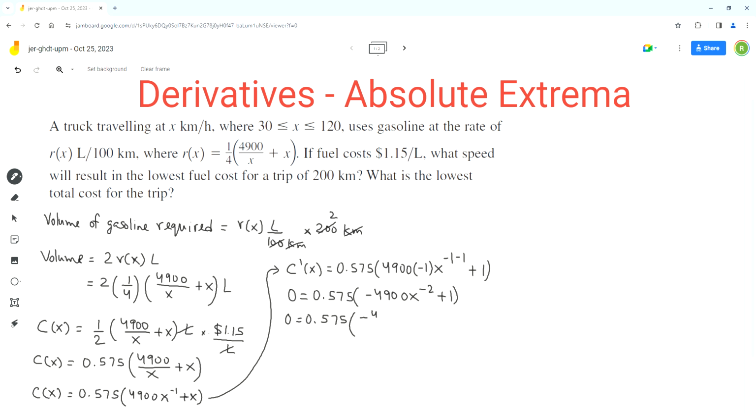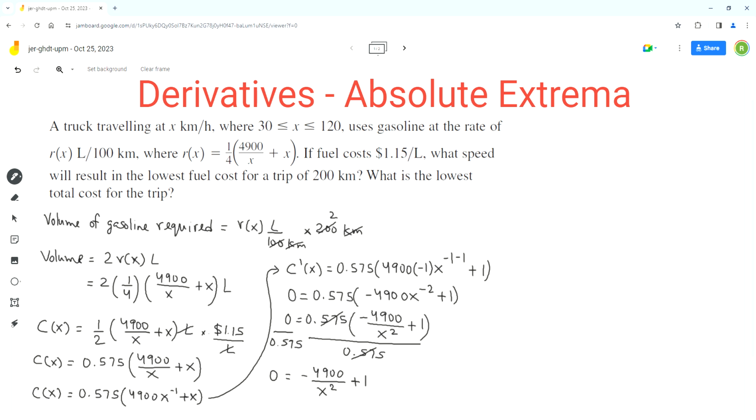So we get -4900 over x squared plus 1. And now we can solve for x by first getting rid of the 0.575. So we can divide both sides by 0.575. So 0.575 on the right side will cancel each other out, and on the left side we'll get a 0 equals -4900 over x squared plus 1.